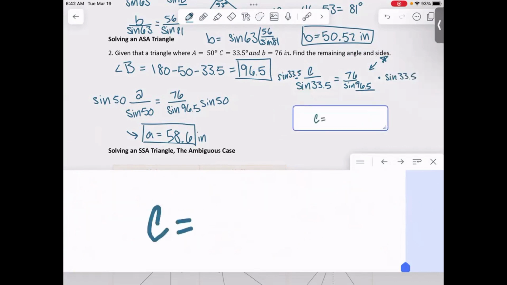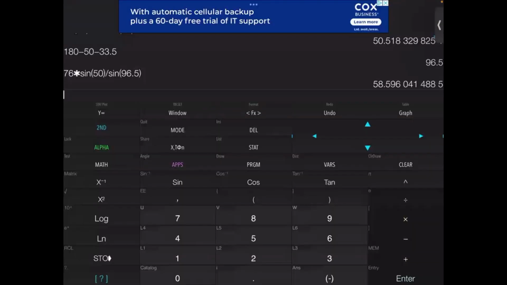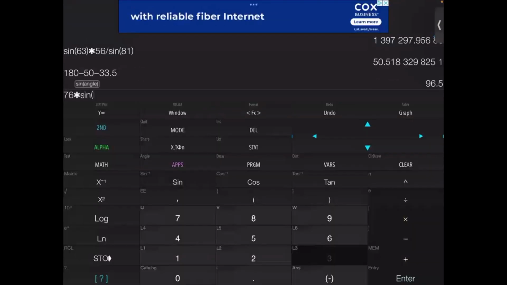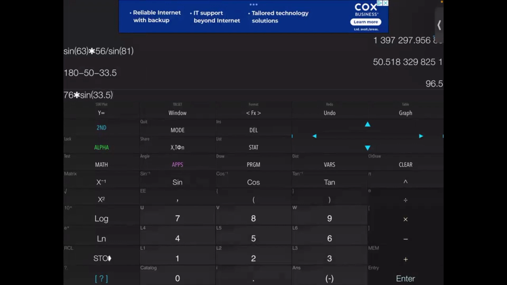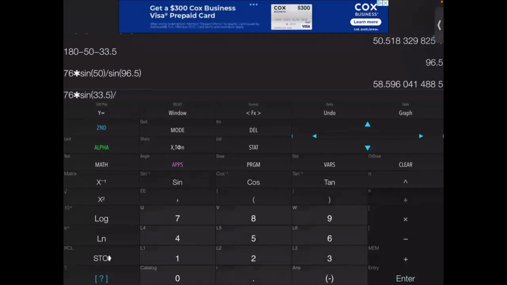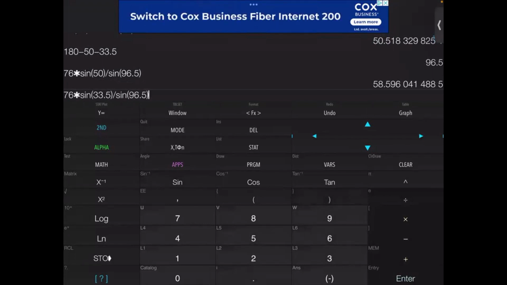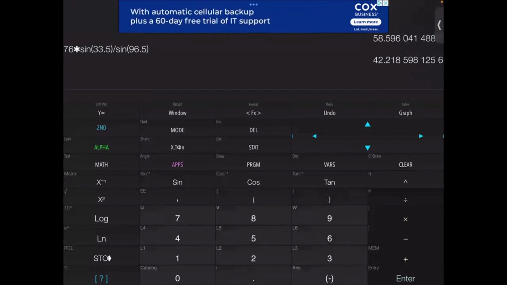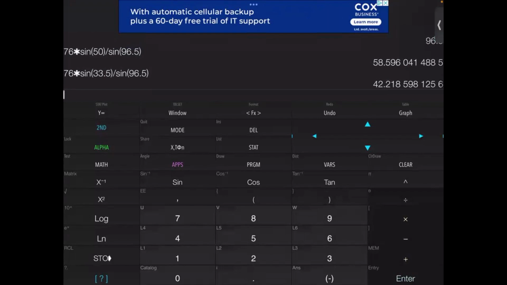And we will be getting my answer here. So we'll throw it in. We got 76 times the sine of 33.5 divided by the sine of 96.5. And we get a whopping 42.22.